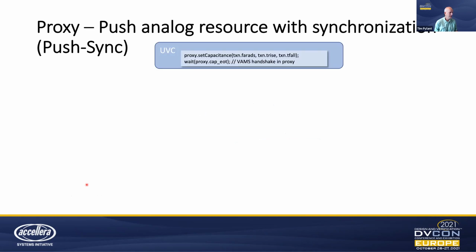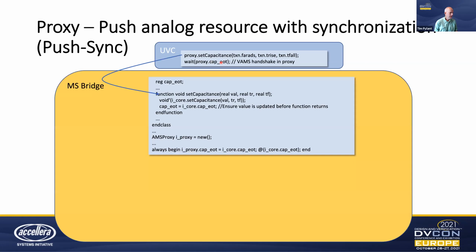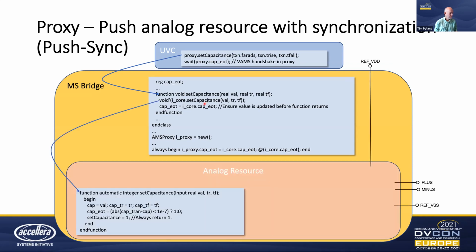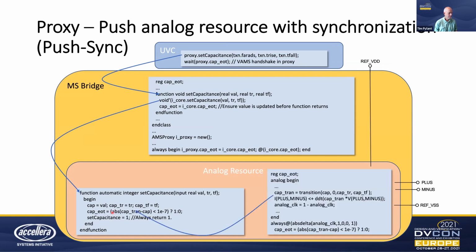And so let's look at how that would work. We have our proxy set capacitance, and we're going to pass in the rise fall and the capacitance value. Then we're going to call the wait for cap EOT, the end of transition. That will then connect up with the set capacitance inside of our bridge, and it will assign the capacitance values inside the core, inside of our analog resource.